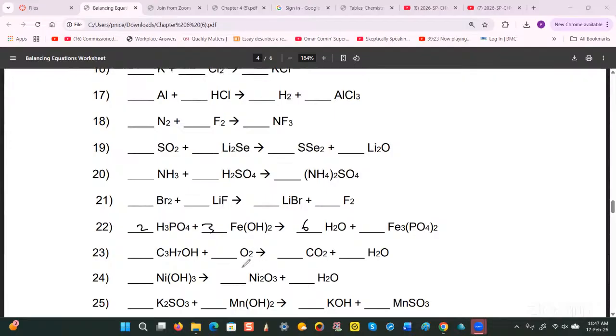Yes, sir. When we're writing a polyatomic ion, like hydroxide, can we put it in the parentheses? You have to. Okay. If there's more than one represented in the formula, yes, you have to put it within parentheses. Okay. Yeah. Thank you. So it has to be.